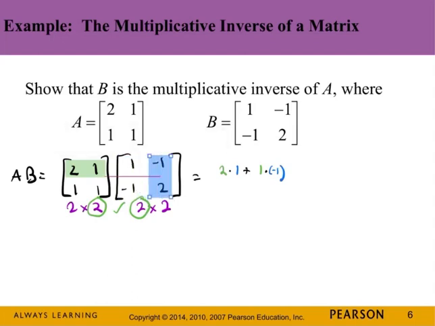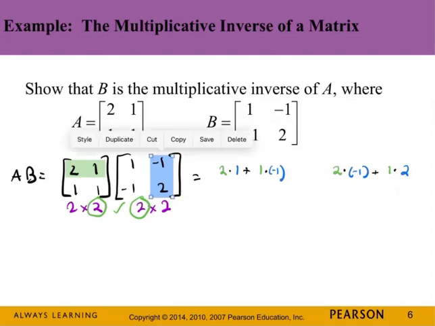Then we say row times the column. So then the next entry is going to be 2 times negative 1 plus 1 times 2. That's supposed to be blue.